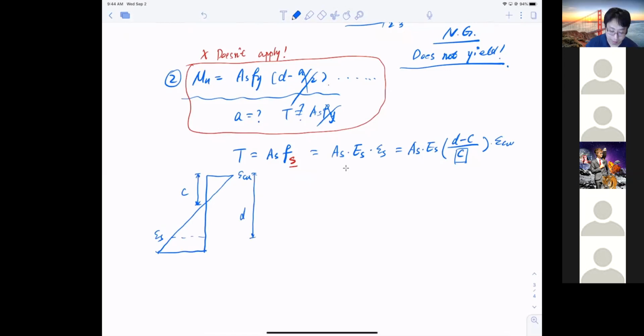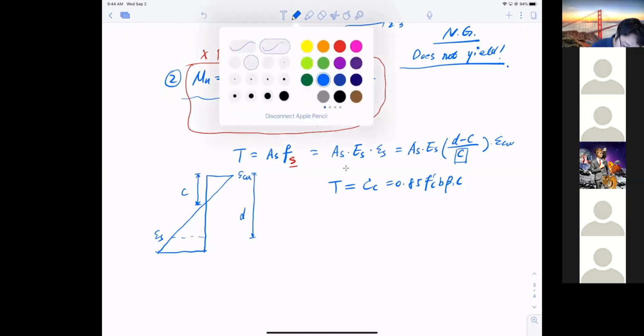Okay, so I don't know what kind of compressive zone I have, right? But I do know one thing: tension has to equal compression in concrete. That means it has to equal 0.85 f'c b beta 1 c. Today we're going to talk about a very important concept in reinforced concrete design, which is iteration. It means guess, right? So in this case, I have to try.